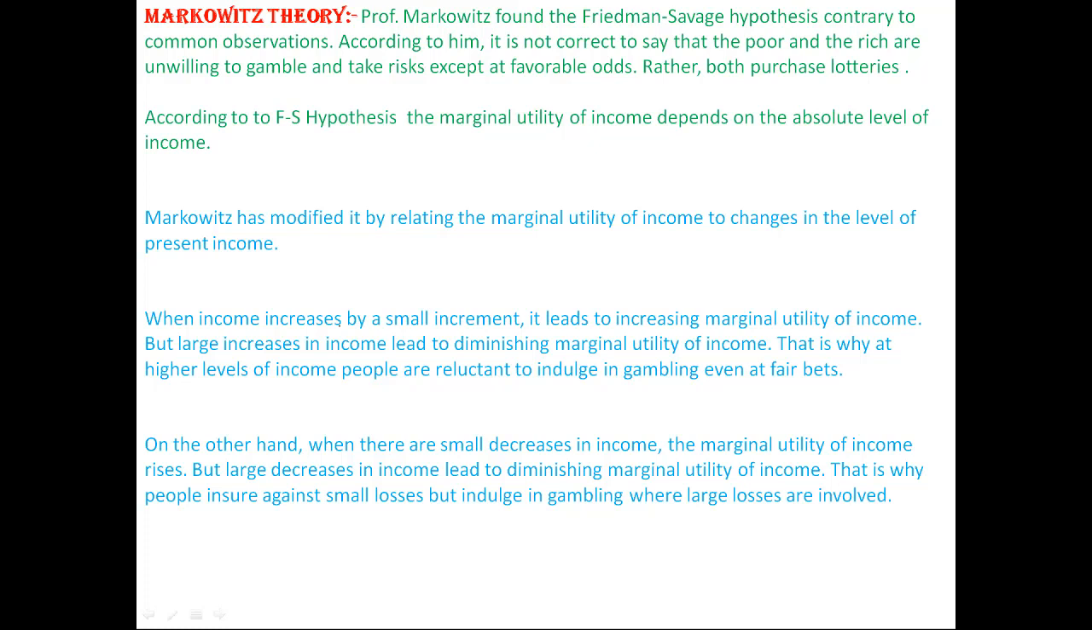On the other hand, if there is a small decrease in income, marginal utility of income rises. Okay. Marginal utility of income rises. But a large decrease in income leads to diminishing marginal utility of income. That is why people insure against small loss. Okay. So people insure against small loss, but are reluctant to gamble where large losses are involved.